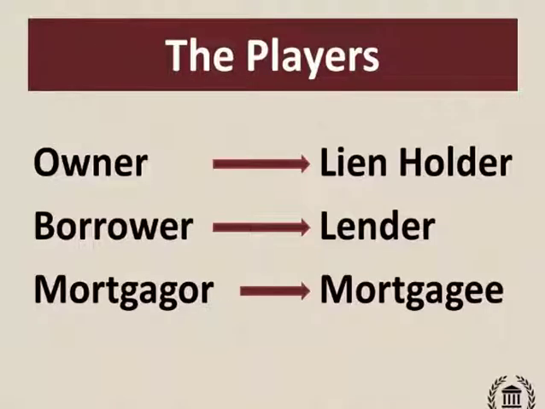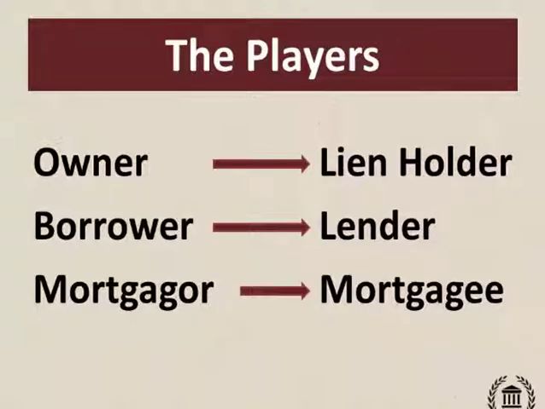So who are the players? Owner, borrower, mortgagor. Lien holder, lender, mortgagee. That's on a mortgage instrument. Now, about half the states use mortgages. I don't think anyone here is from a mortgage state, right? You use mortgages in your state? You do use mortgages, okay.